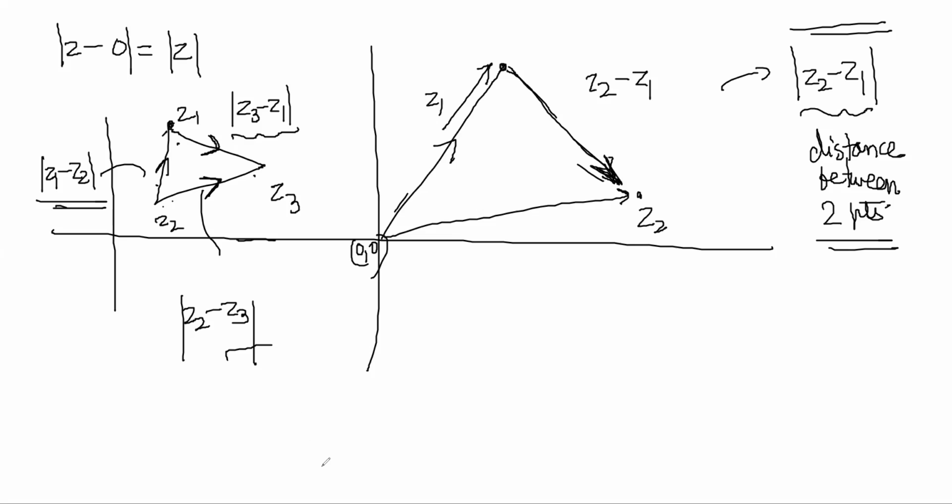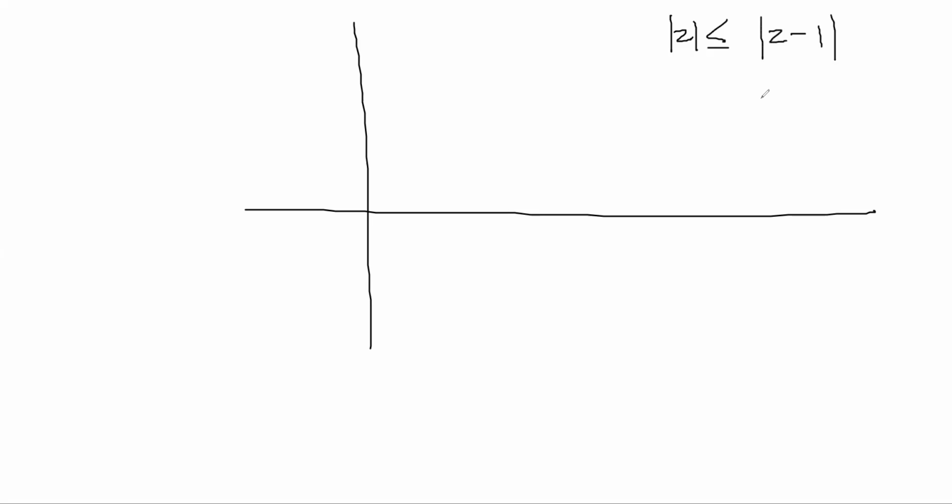This is how we did that question, where mod z was less than mod z minus 1. So we said mod z was less than or equal to mod z minus 1. Now z minus 1 means the distance between z and 1. Where is 1? 1 is on the real axis here. And z can be anywhere in the 2D space. However, you have to satisfy this condition also, that mod z is the distance from the origin.